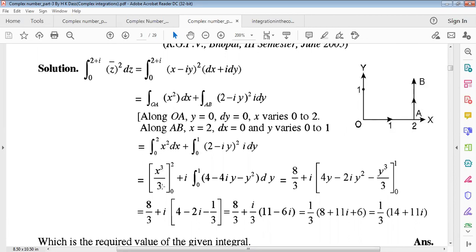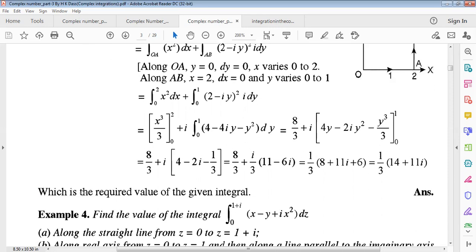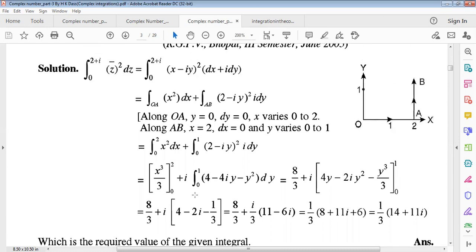Now this integration gives x cube by 3, and for this one we use the formula (a minus b) whole square, a square minus 2ab plus b square. But i square y square means minus i square equals minus 1. Putting i square equals minus 1, we get i square y square equal to only minus y square. Taking integration with respect to y, we get this. Now putting the upper limit y equals 1 minus the lower limit 0 for y, we get this one, which is the required value of the given integral. Very easy for you.